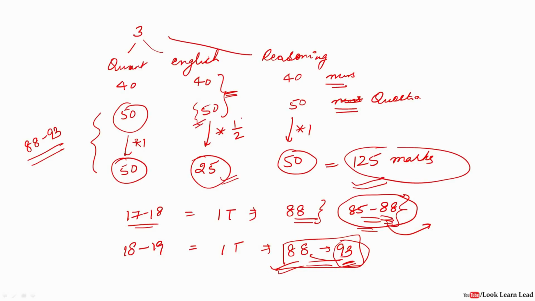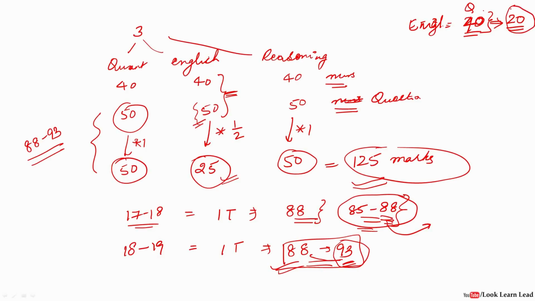So in English, make a point: you have to attempt around 40 questions correctly. If you attempt 40 questions correctly, you will get 20 marks. So your main aim would be to score 20 marks in English.